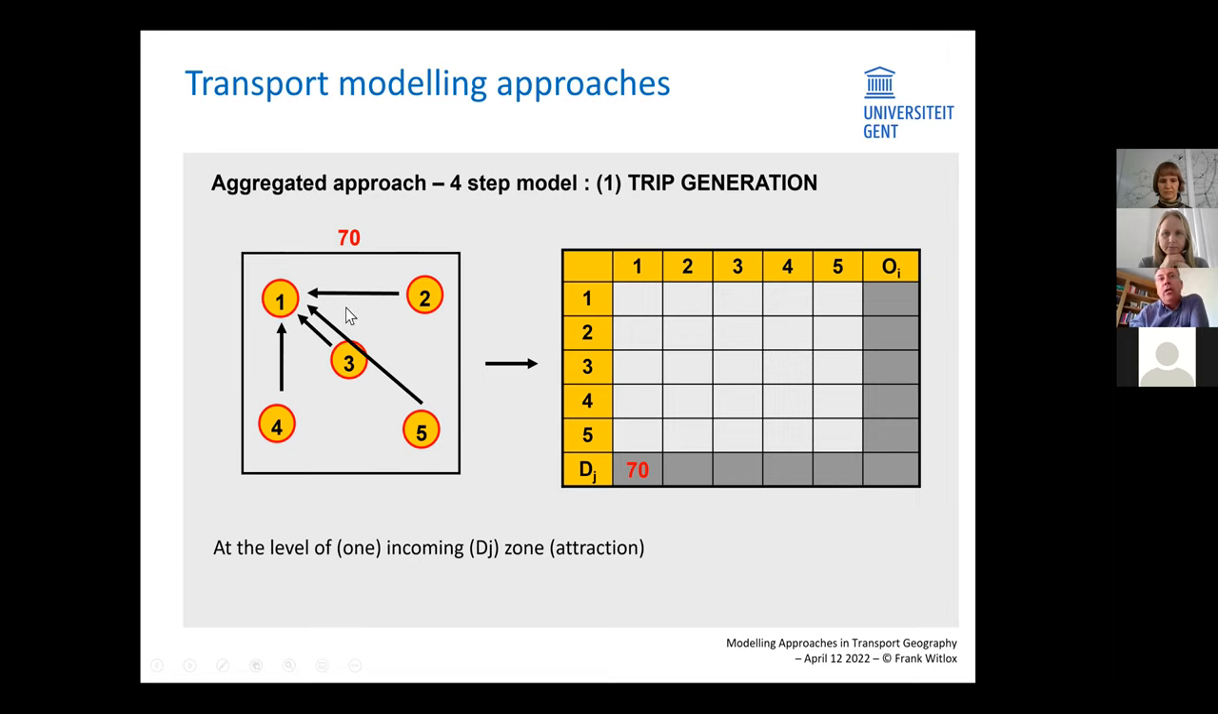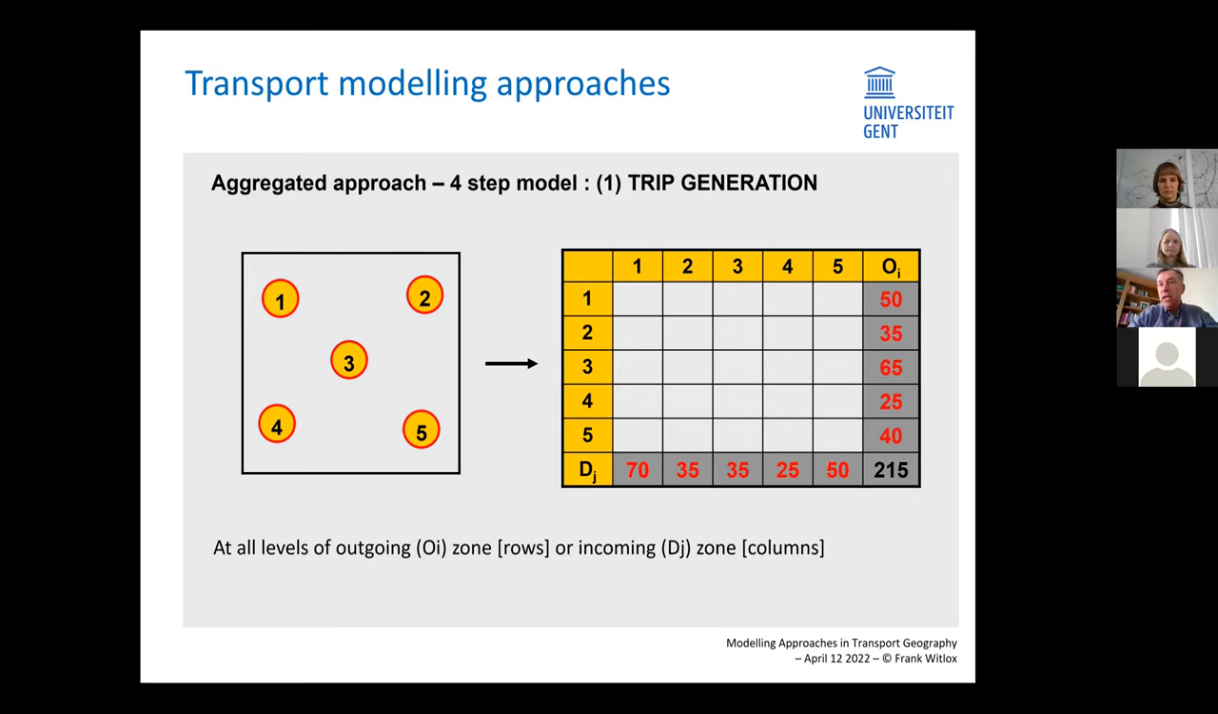Then we look at what are the total number of flows that are arriving in a certain zone. So in this particular case, we see 70 people or 70,000 flows or whatever, they arrive in one and they come from zone two, three, four, five, and also perhaps within the zone one itself. So you can either look at it from the perspective of the production where flows are being produced, or from the perspective where flows arrive, so from the point of view of the attraction.